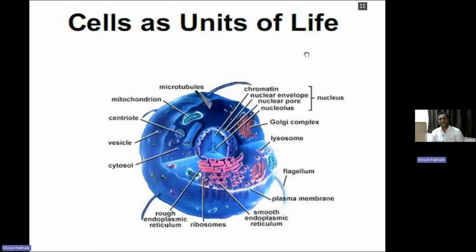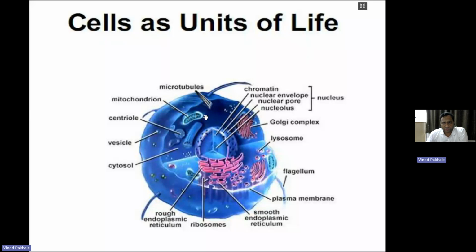And the cell is very important in the case of unicellular as well as multicellular organisms. So here you are able to see the picture of a cell with its constituents. What are its constituents? On the top, you are able to see the microtubules. Below that, there are mitochondria. They are shown like this. In the image, you will be able to see this structure.